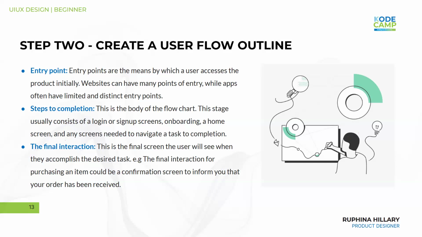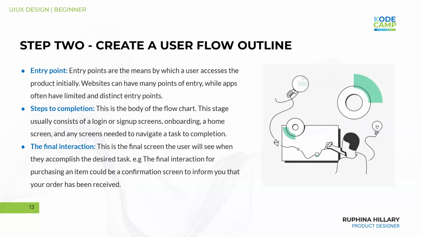So you have the entry point, how the user accesses your product. Then the steps to completion should involve the task the user is embarking on and what screens and actions they have to interact with to complete that action. Then the final interaction is the final screen the user would see when they accomplish a task.